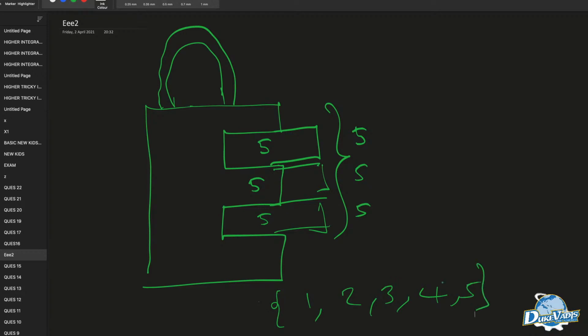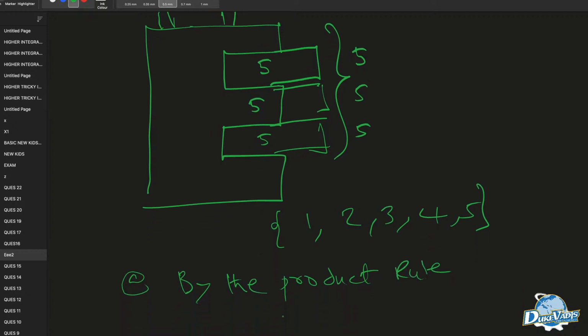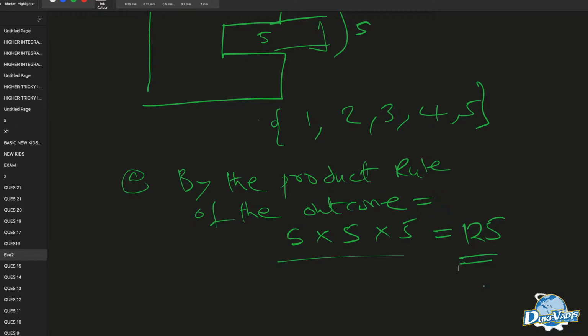So if we know that the sample space is 5 by 5, then by the product rule, the outcome will be 5 multiplied by 5 by 5, and this will give us 125. So that is what that one will give us.